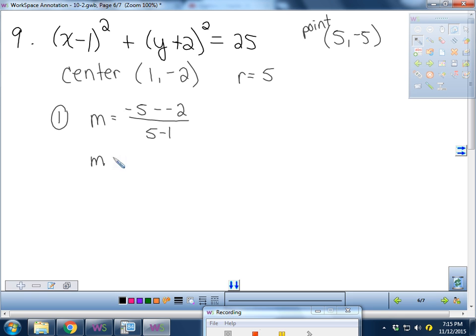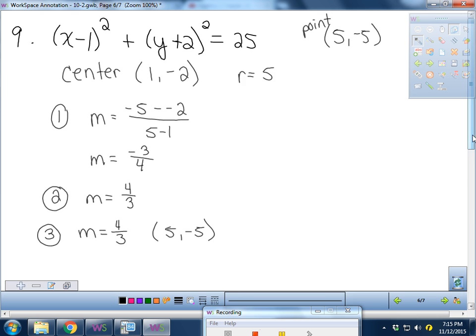That's going to give me negative 3 over 4. So this is the slope of my radius, but I just need the slope of the tangent line, which would be the opposite reciprocal of this. So I'm going to take that, change it to a positive, and flip it to 4 over 3. And then step number 3 is I'm going to go ahead and write my equation. So I use that slope, and I use the point that's on my circle that I'm tangent at, which would be the 5, negative 5.